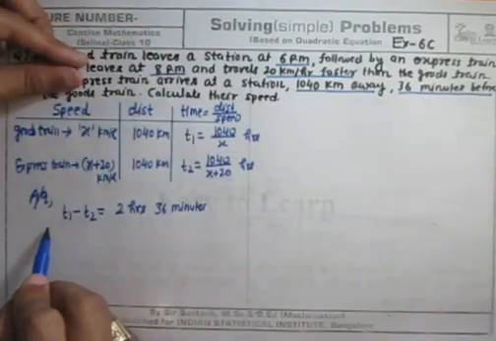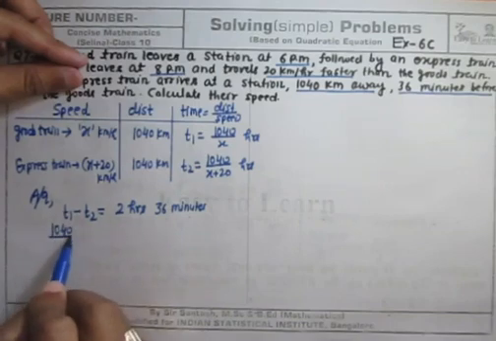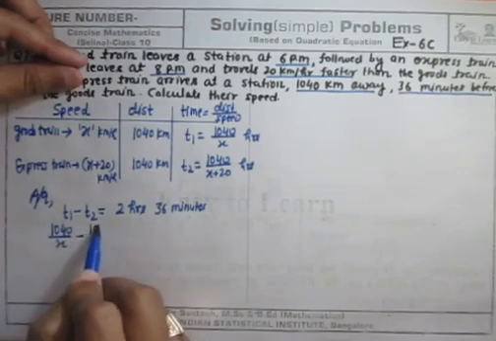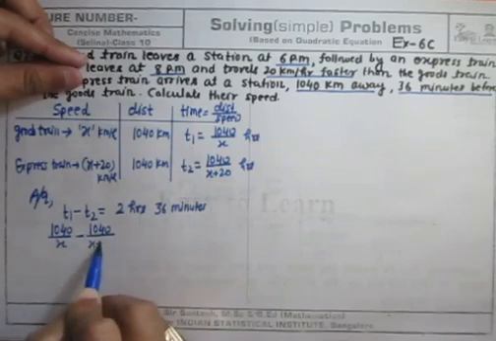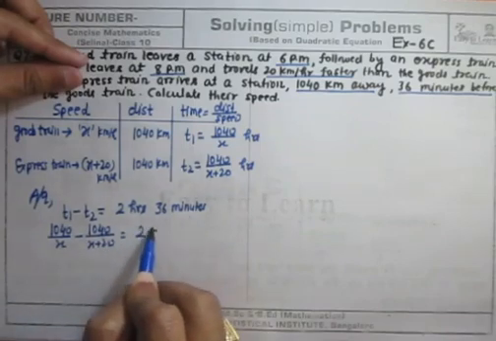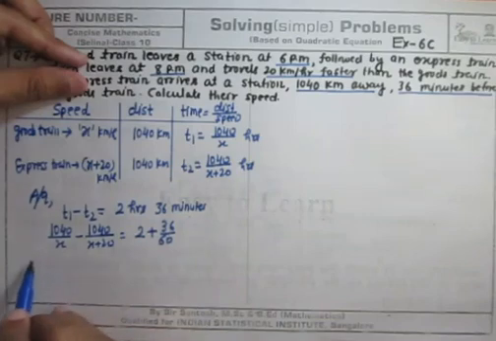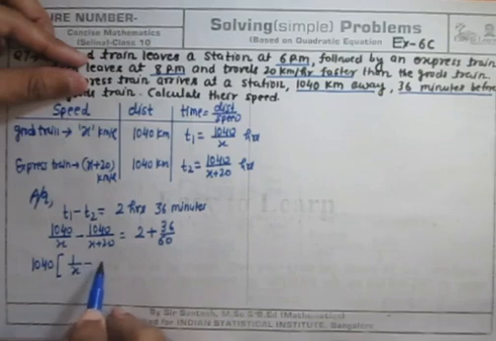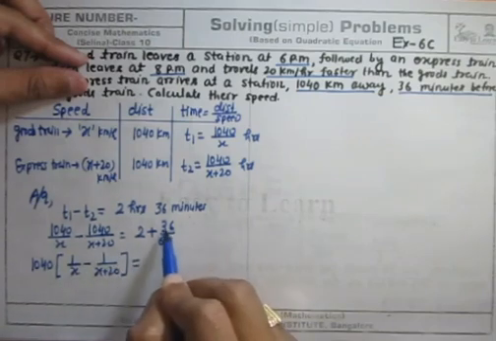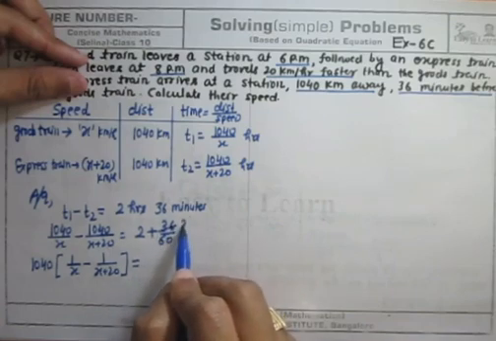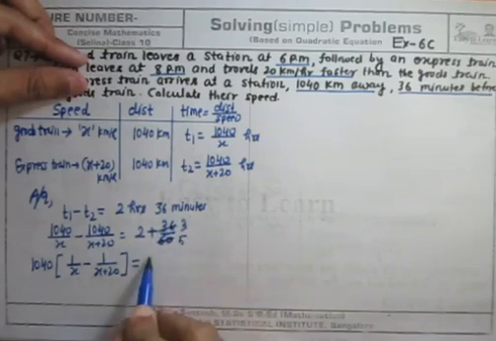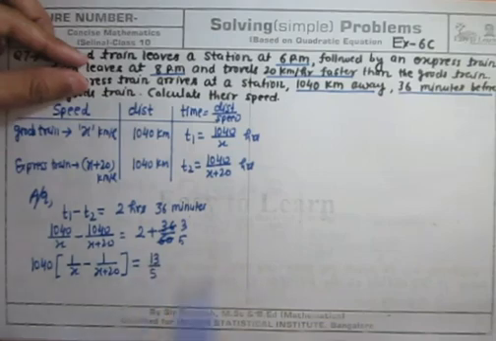Now T1 is 1040 by x minus T2 is 1040 by x plus 20 is equal to 2 hours, and we have to convert 36 minutes into hours. So 36 by 60. Now take 1040 common. So in the bracket we are getting 1 by x minus 1 by x plus 20, bracket close, equal to 2 and 36 by 60, which is 13 by 5.